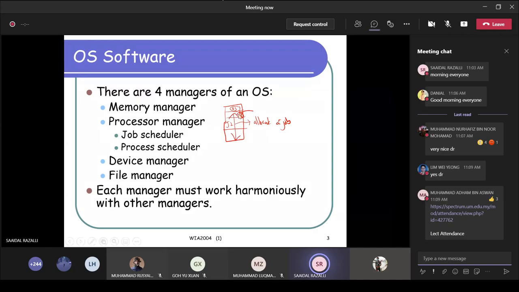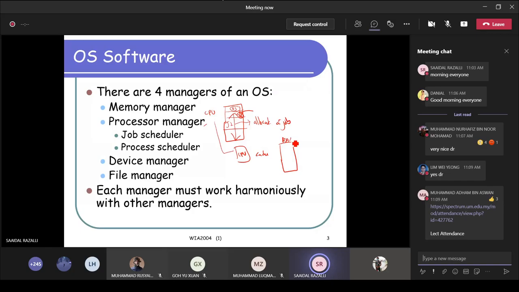And then you have the processor manager. Processor manager means the CPU, central processing unit. It's the heart, the intelligence of the system. It determines how to allocate the CPU. The CPU has its own memory called cache. So this is the CPU, this is the cache, and this is the main memory, your RAM.